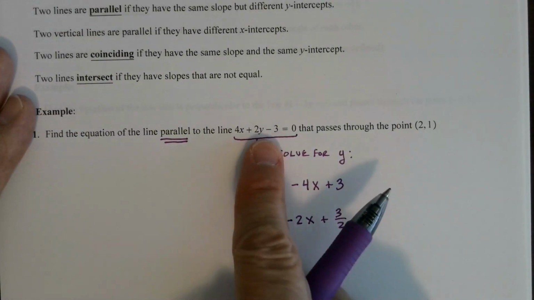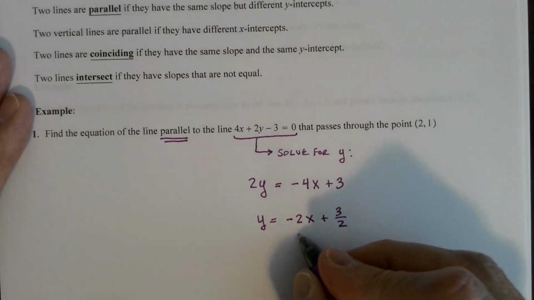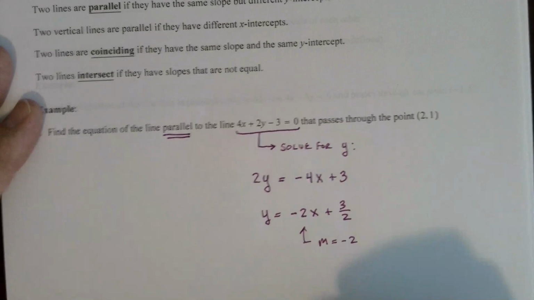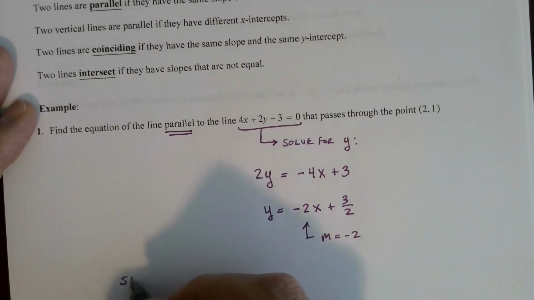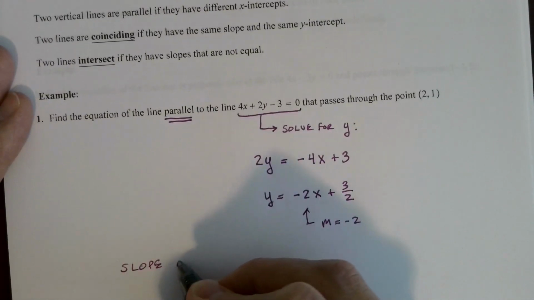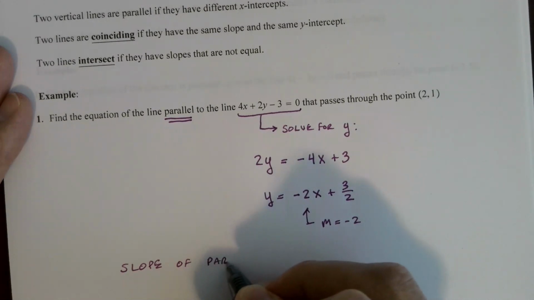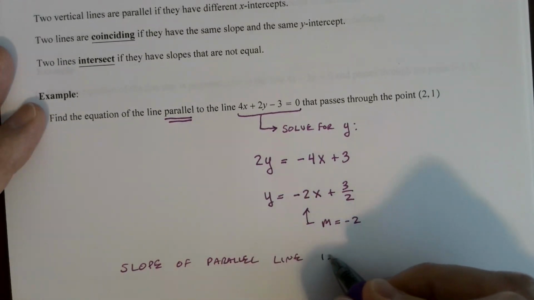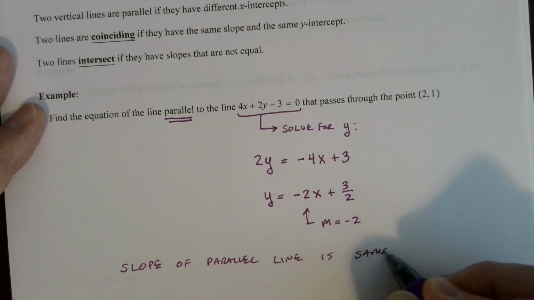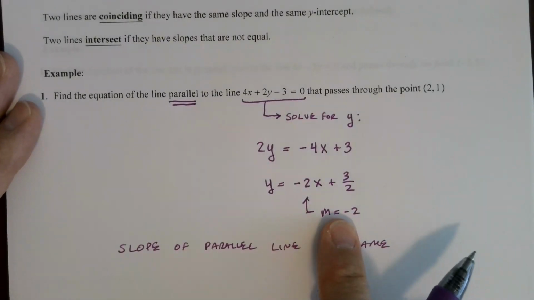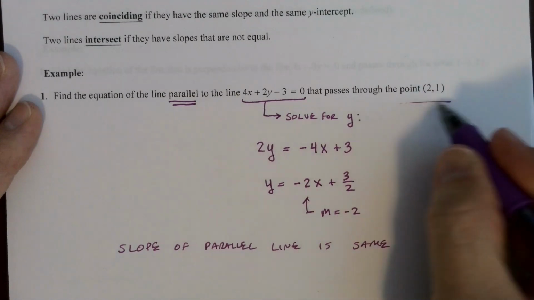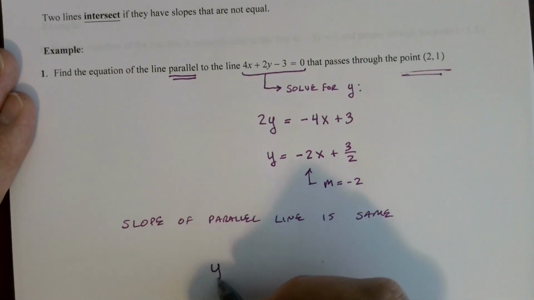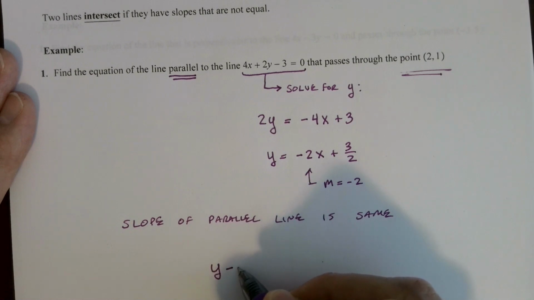Our line is parallel to this line, so what do we know? Well, the slope of this line is negative 2, so the slope of the parallel line is the same. Okay? So our slope of our line is negative 2. We are passing through this point, though, and so what do we have? Let's do point-slope form.